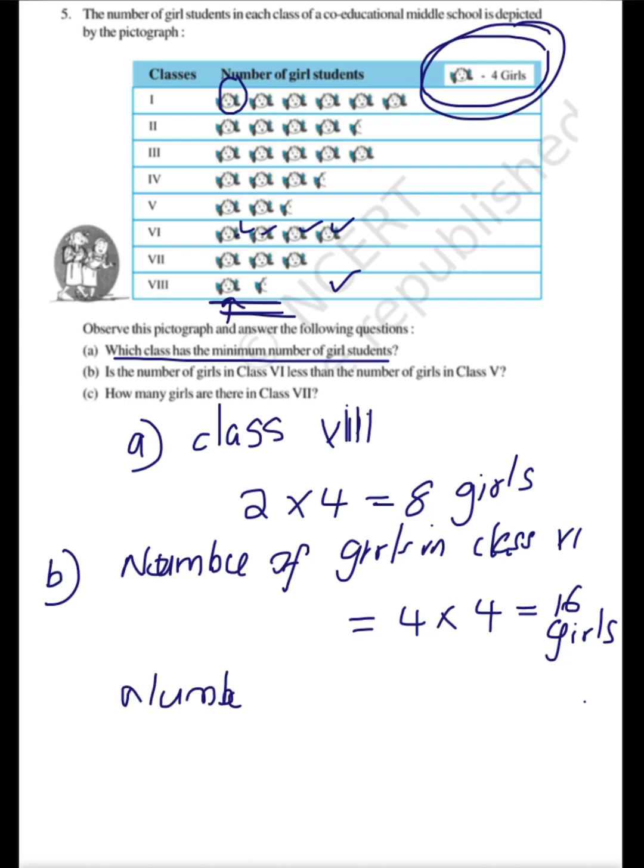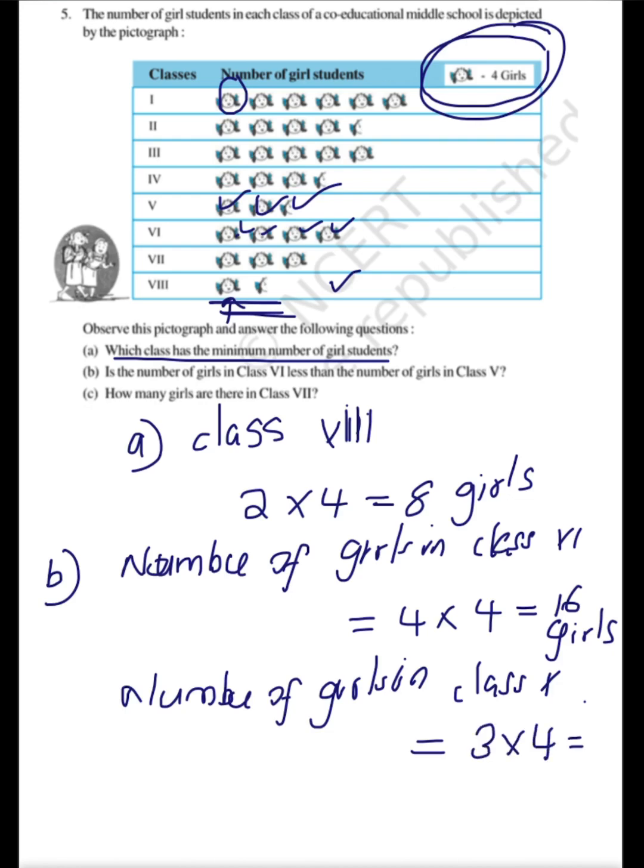Similarly, you have to count the number of girls in class 5. What is the number of girls in class 5? You can see that 1, 2, 3. That means 3 into 4, which is equal to 12 girls. Number of girls in class 5 equal to 12 and number of girls in class 6 equal to 16. Now the question is, is the number of girls in class 6 less than the number of girls in class 5? So the answer will be what? No. Why? Because the number of girls in class 6 is 16, which is greater than 12, the number of girls in class 5. So our answer will be no.